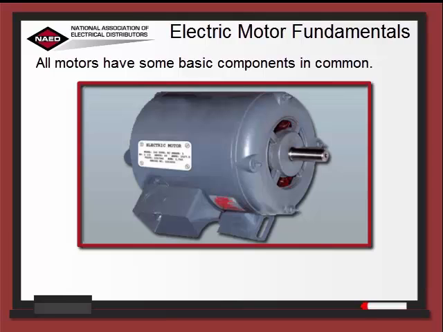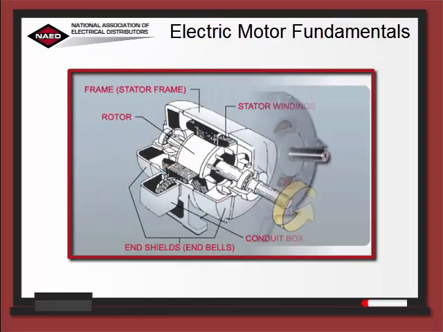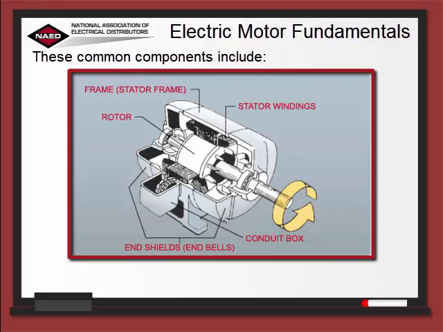All motors have some basic components in common. These common components include the frame, also referred to as the stator frame, the core and stator windings, the rotor and shaft, the conduit box, and the end shields, also called the end bells. The stator winding is connected to the power supply via the conduit box.